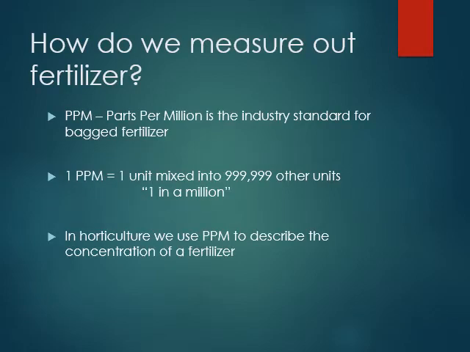Okay, so how do we measure fertilizer? You're probably all familiar with the term PPM, parts per million. That's pretty much an industry standard. I won't get into it, but in the elemental fertilizer world, we use millimoles. But today we're talking about PPMs, which essentially means you have one unit mixed into 999,999 other units. So 1 in a million, that's 1 ppm.